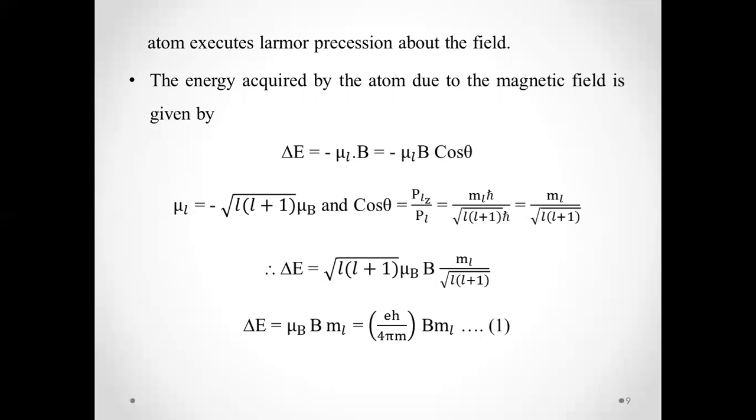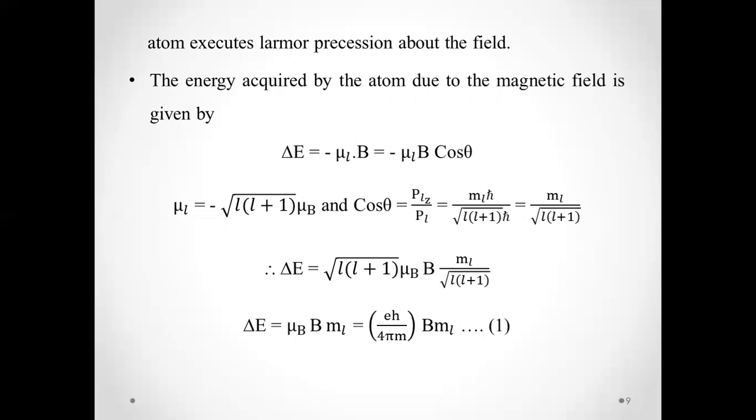Here, mu L is equal to minus root of L into L plus 1 into mu B, and cos theta is equal to P_Lz divided by P_L, which is equal to M_L h bar divided by root of L into L plus 1 into h bar. By cancelling the h bar, we get M_L divided by root of L into L plus 1.